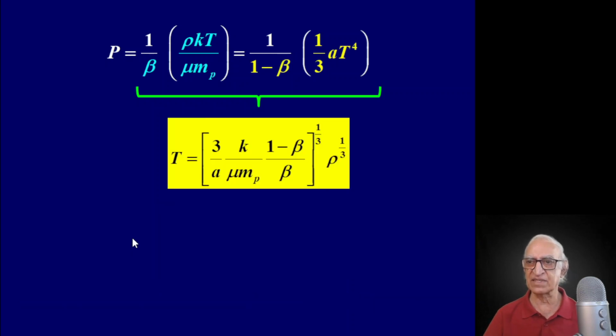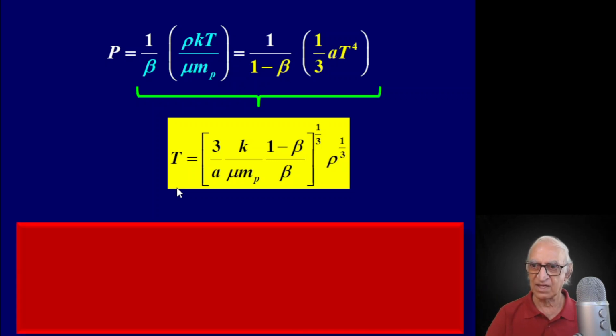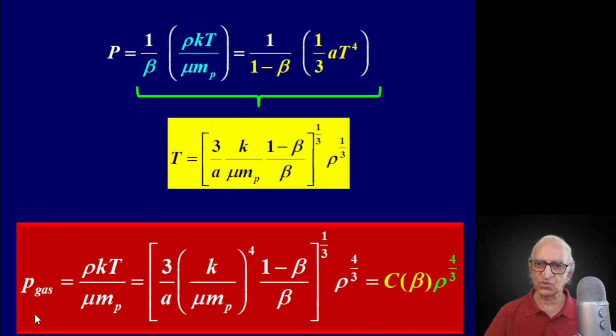So this is the same thing as in the previous slide. By introducing this fraction beta, which is the fraction contributed by gas pressure to the total pressure, and 1 minus beta is the fraction contributed by radiation pressure to the total pressure. Now, I take this expression for T and substitute it in the ideal gas expression for the pressure of the gas. So the pressure of the gas is rho kT by mu mp. This is simply Boyle's law.